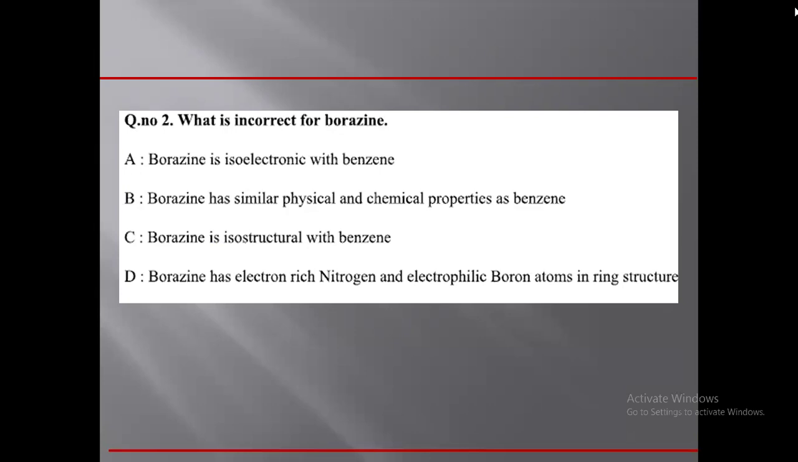Why is B correct? You can see this is borazine. Borazine we can call an inorganic benzene. So borazine is isostructural with benzene. But in option B, borazine has similar physical and chemical properties as benzene. So what is our question? What is incorrect for borazine? So option B. Why B? Because borazine and benzene have totally different physical and chemical properties.